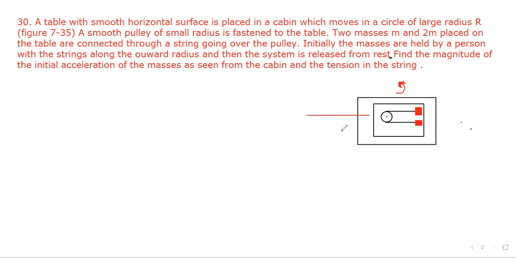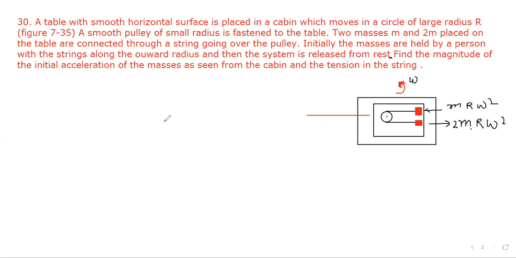So here, when this system is rotated with angular velocity omega, then force on these masses will be centrifugal force. That is, we assume that radius up to here is r. So if this mass is 2m, this is 2m times r omega square. So this will be force on this. And suppose this mass is m, so this force will be m r omega square. So due to these forces, there will be tension in the string, and the two masses will accelerate.